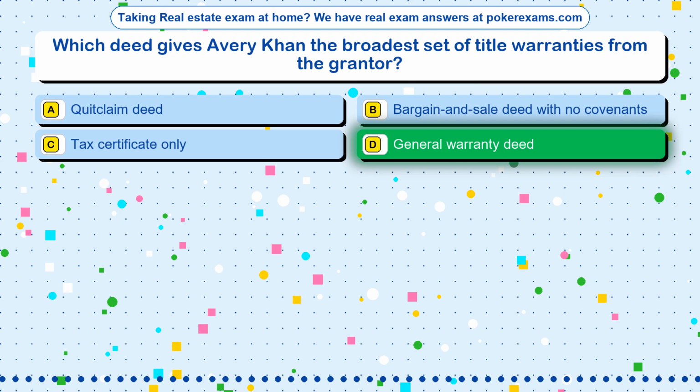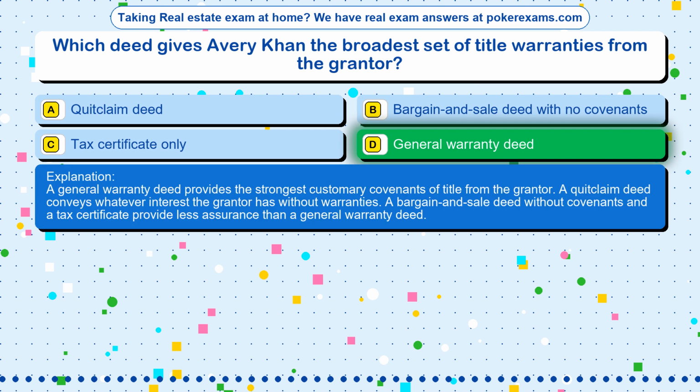The correct answer is option D, general warranty deed. A general warranty deed provides the strongest customary covenants of title from the grantor. A quitclaim deed conveys whatever interest the grantor has without warranties. A bargain and sale deed without covenants and a tax certificate provide less assurance than a general warranty deed.